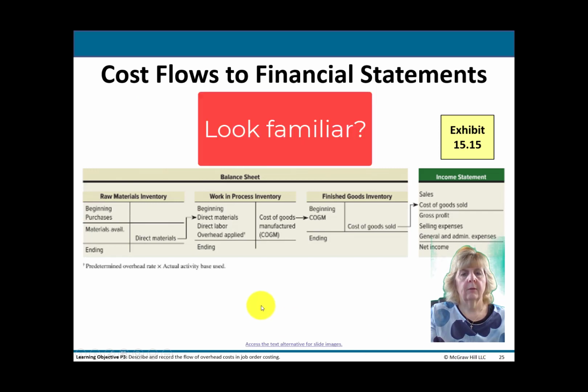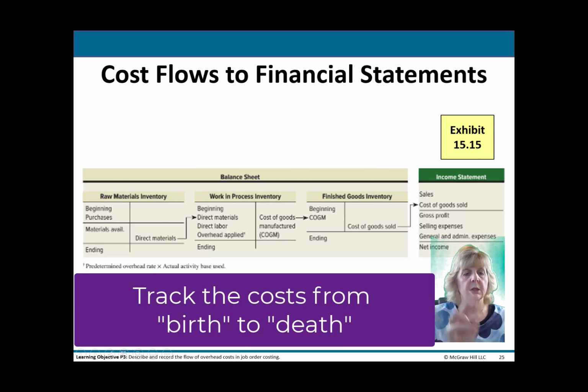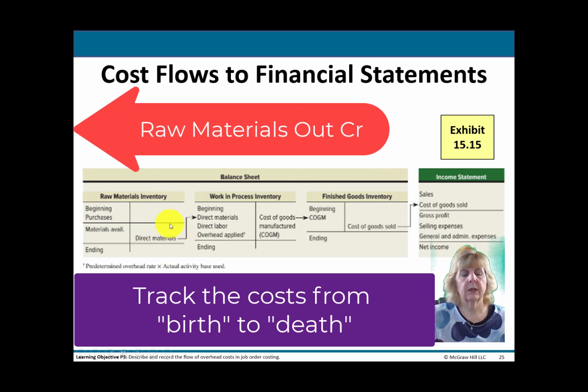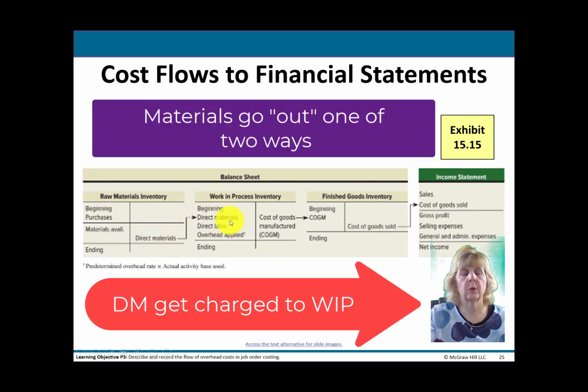And here, if you studied the T accounts with me in chapter 14, this will look very familiar to you. We're taking a look at how the costs transfer from their birth in raw materials inventory to their death, eventually in cost of goods sold. So this looks like it's specifically related to materials. Two things happen to materials. They come in via a debit and they go out via a credit. Materials can go one of two places. In this case, these are materials directly charged to a job.